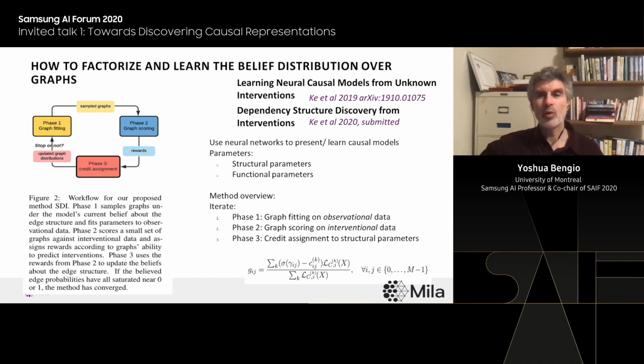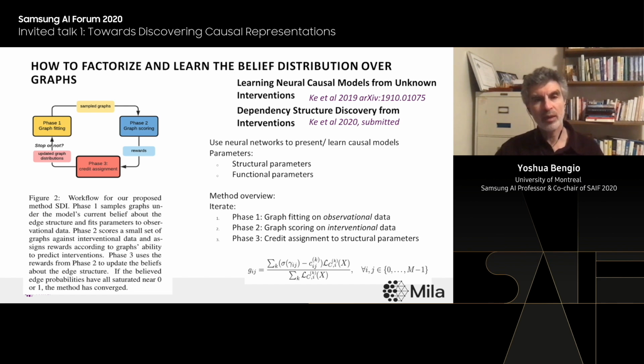The second work I want to tell you about has to do with larger graphs. So we try to scale up some of these same ideas in the context where the number of nodes in the graph might be 5, 10, 20, 50. And the algorithm we have explored has three phases. In the first phase, we're going to try to fit the conditionals in the causal graph based on the data, the observational data.